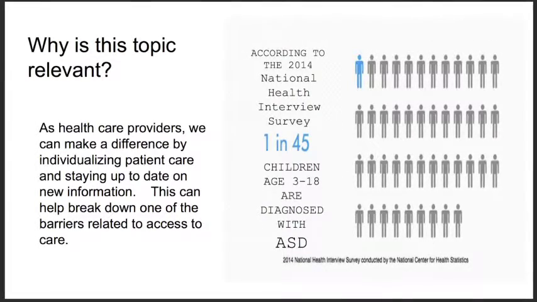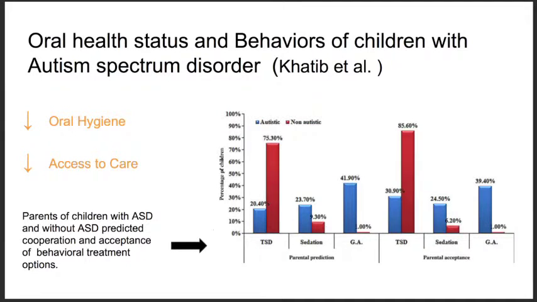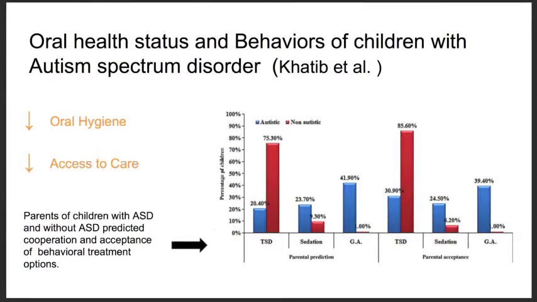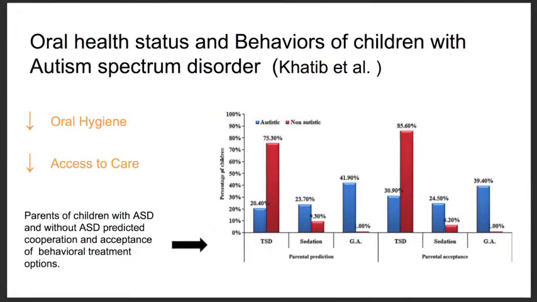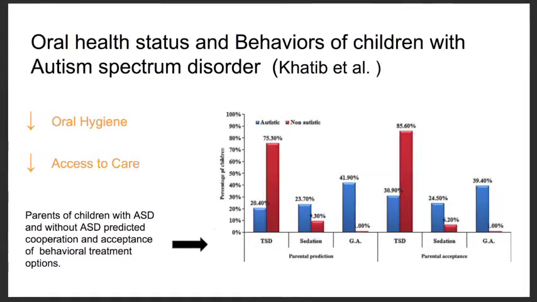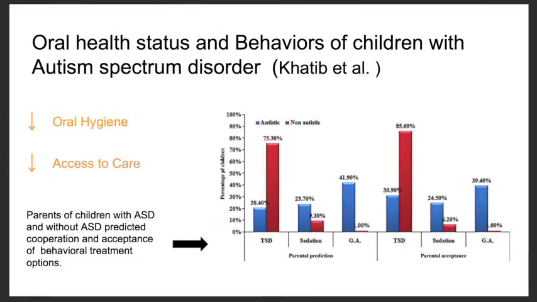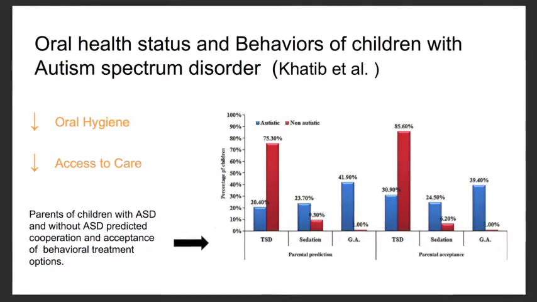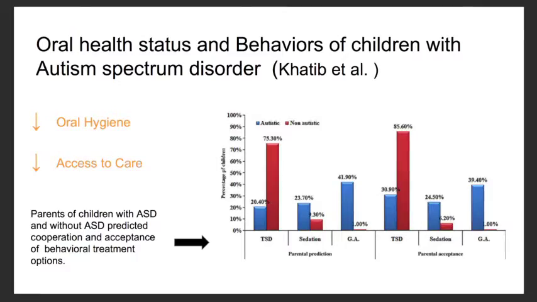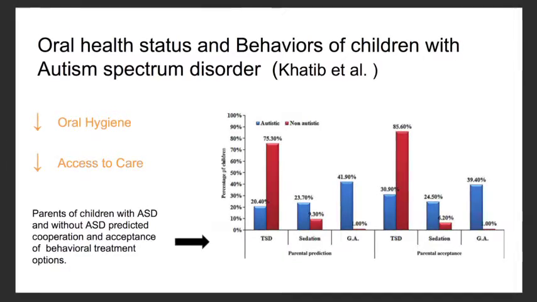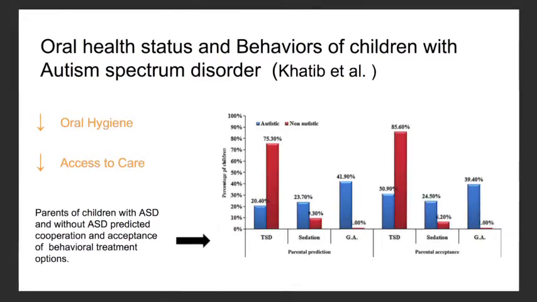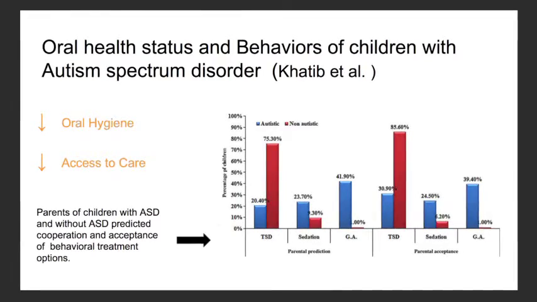A research study by Khatib et al. titled Oral Health Status and Behaviors of Children with Autism Spectrum Disorder showed that children with ASD have poorer oral hygiene when compared to children without ASD, and parents reported less access to care as well. Parents of children with ASD and without ASD predicted cooperation and acceptance of behavioral treatment options as well. The graph to the right shows the results of this.